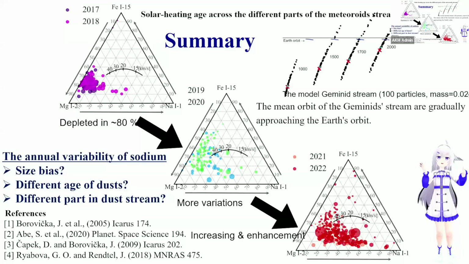Okay, so here's a summary. I have one more slide. Sorry. So probably this yearly variation is caused by the particles being aged by solar heating across the stream, the parent meteoroid stream. And Galina also mentioned that the mean orbit of the Geminid stream is gradually approaching the Earth's orbit. So we have to think about the size bias. Also, different parts of the stream have different sodium contents.